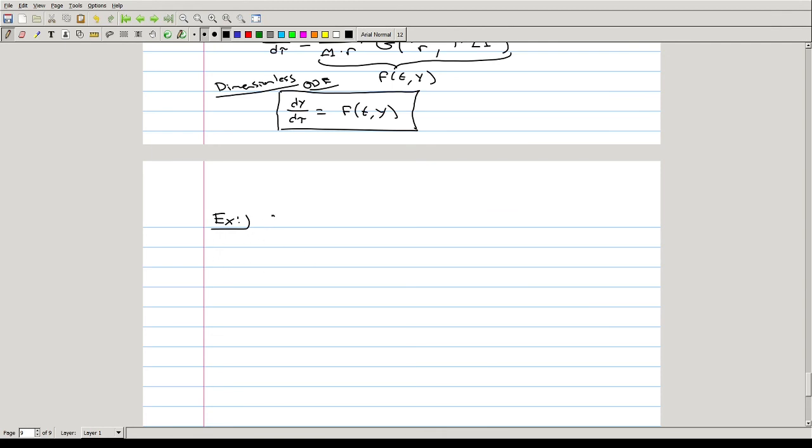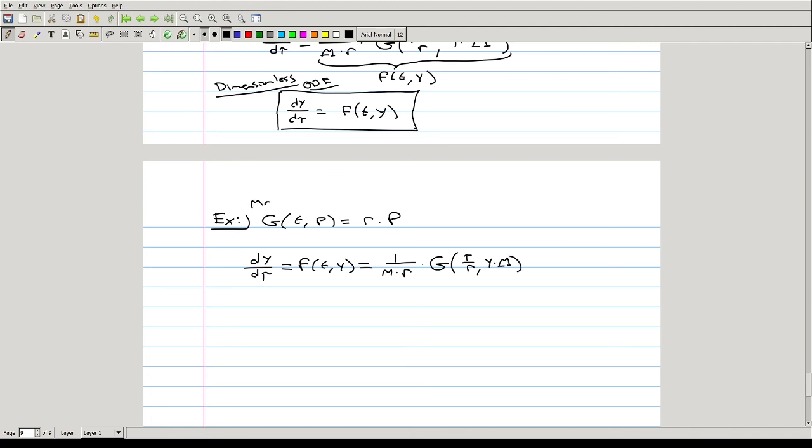So remember, for Malthus, you have that g of t comma p is equal to r times p, which would mean that the differential equation for y with respect to tau, the non-dimensionalized differential equation, is going to be f of tau comma y, which is 1 over m times r times g of tau over r comma y times m.